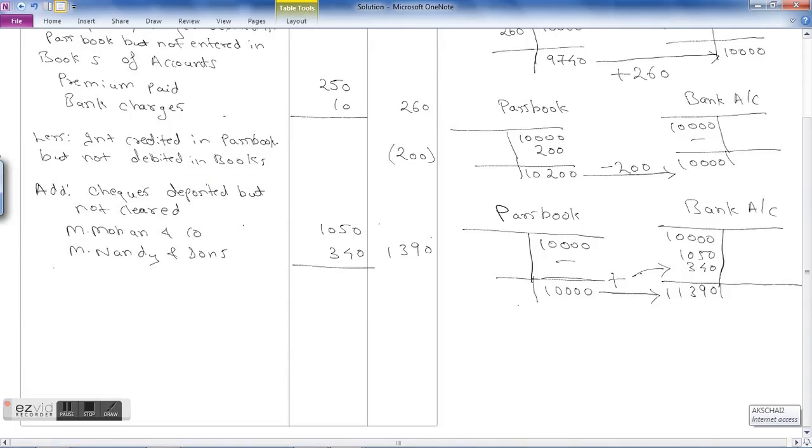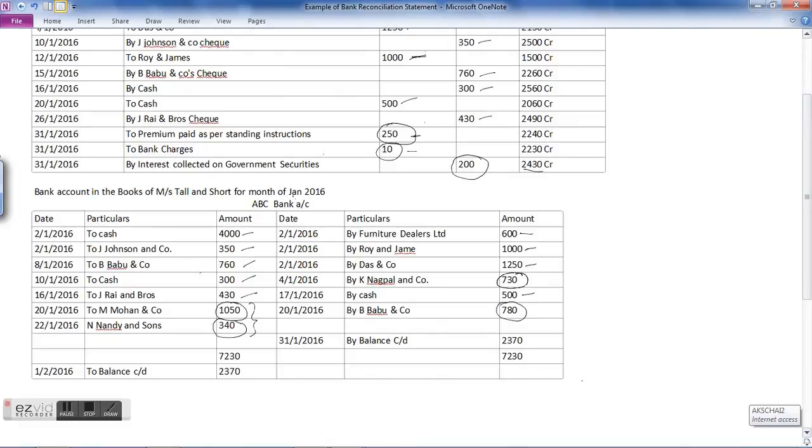So again we will do a rough work. Passbook, bank account. Okay, so we'll take 10,000 again, as per bank account also 10,000. Now this has been credited to our bank account, but the same has not been included in our bank statement.